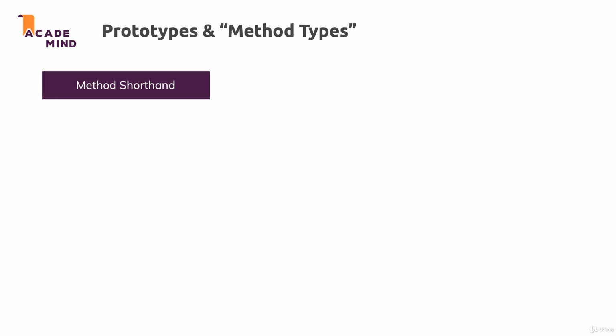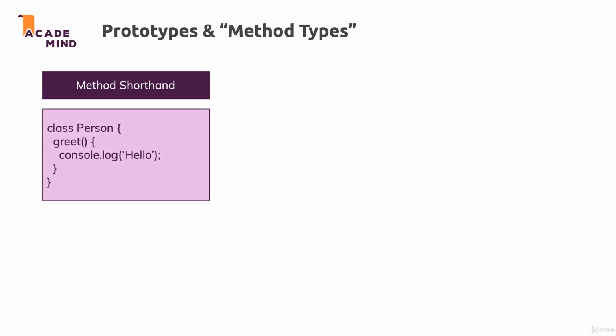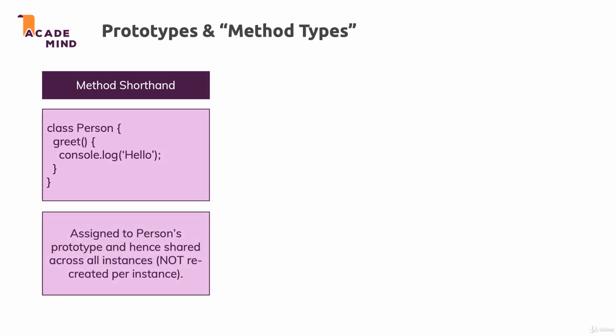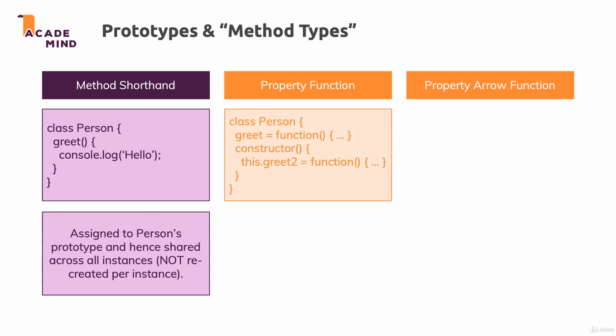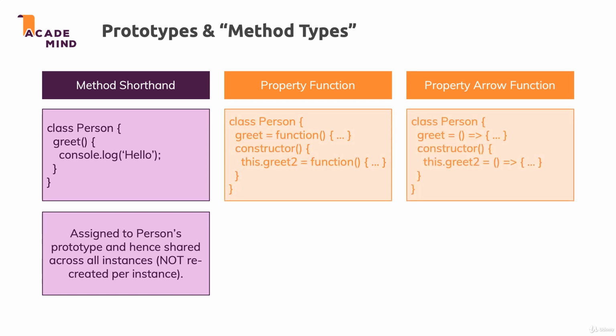Here's a summary, which you also find attached. For creating methods in classes or in constructor functions, we got 3 different ways. We can use the method shorthand in classes like this, and this will then automatically by JavaScript be assigned to the prototype of person and be shared across all instances, hence it's not recreated per instance. Or we use a property function or a property arrow function, which also helps us with this. A normal property function will not help us with this. A property function would look like this in a class, a property arrow function like this.